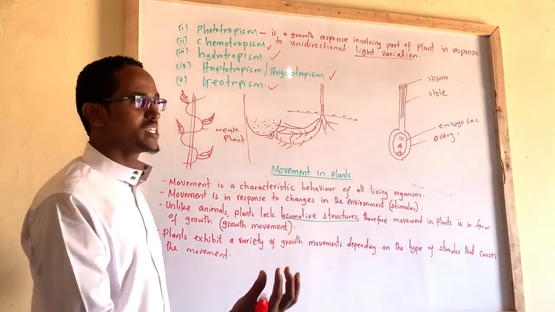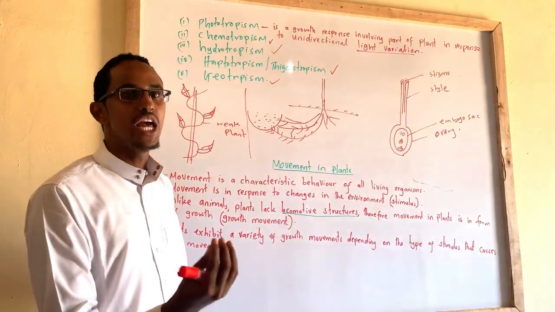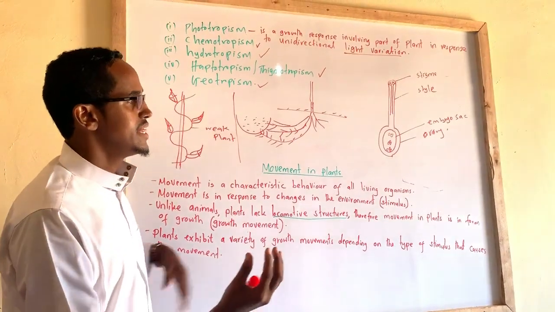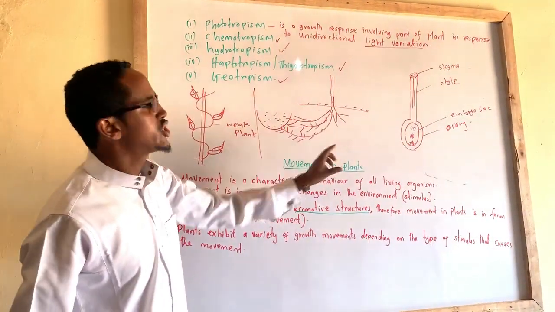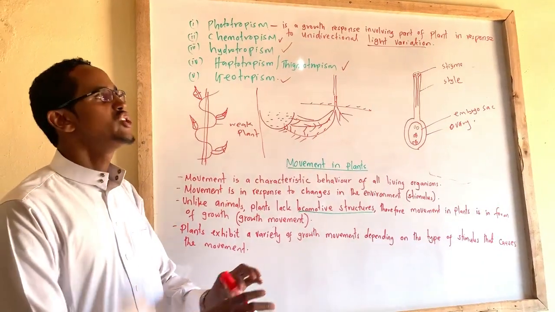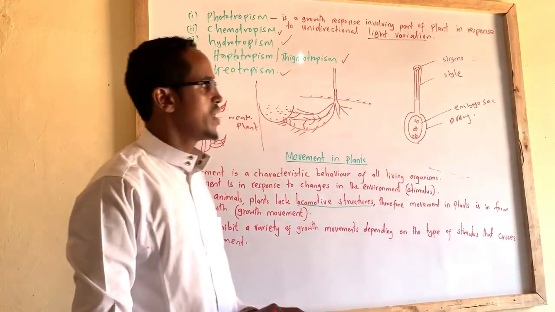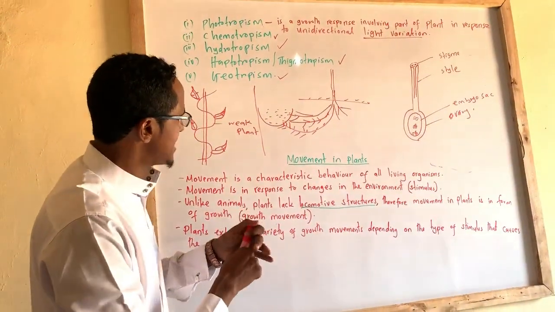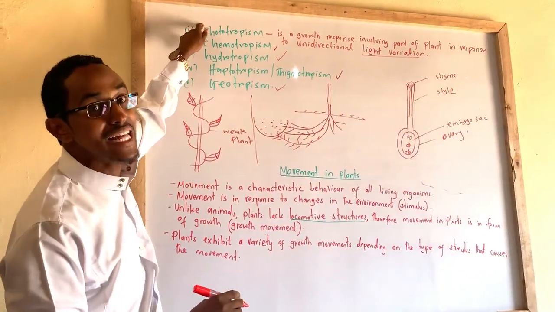The roots, for example, we say are positively geotropic, in such a way that they obey the law of gravity that pulls everything toward the center of the earth, and they grow deep into the soil. The shoots of the plant, we say, are negatively geotropic. They disobey the law and move upward toward the sunlight in order to maximize light absorption. So basically, these are the variety of growth movements that plants can have.